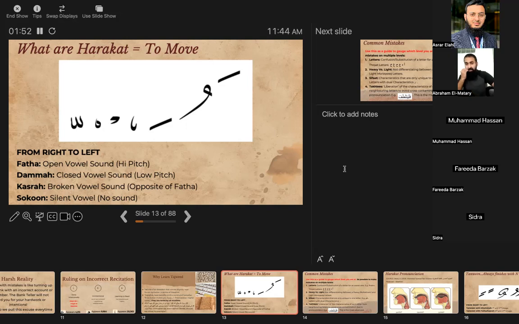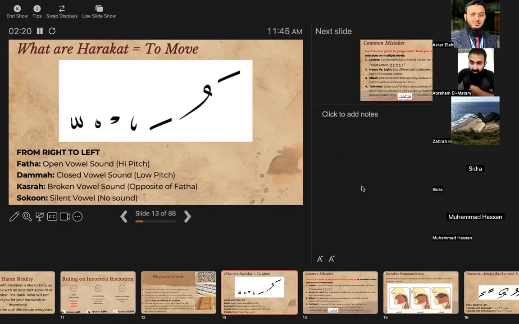So just quickly, inshallah. So here, from right to left, we got the fatha, which is at the top. Fatha means it's an open, high-pitched vowel sound. Next to it is a dhamma, which makes something sound a bit heavier. And next to it is the kasra, which is called the broken sound. So kasra is always different to fatha. So using Hamza as an example, you'll probably hear it with a fatha. Dhamma is closed, sounds like u, and kasra is e.